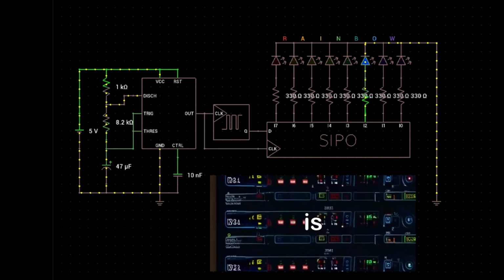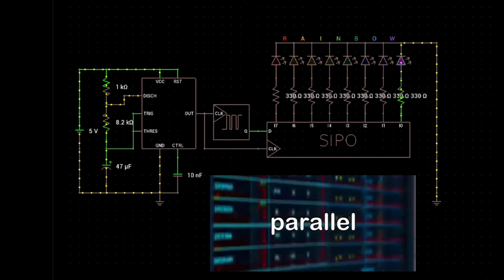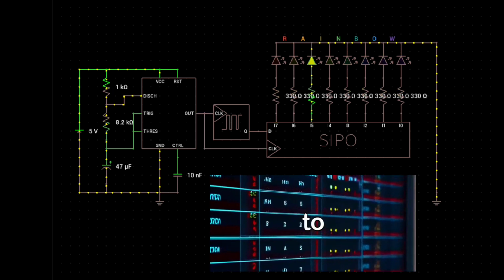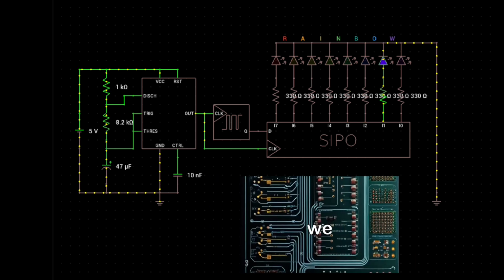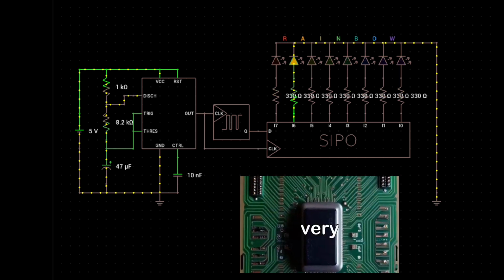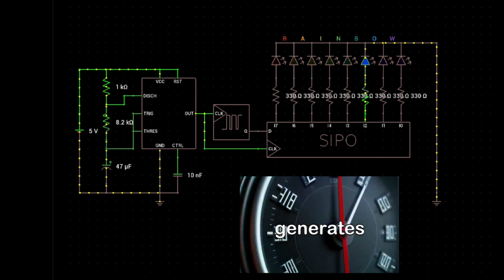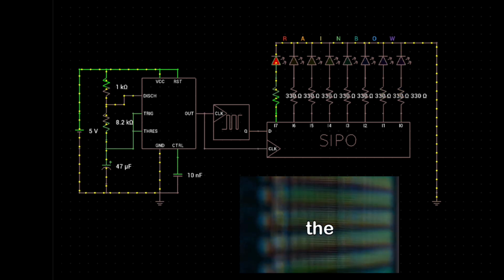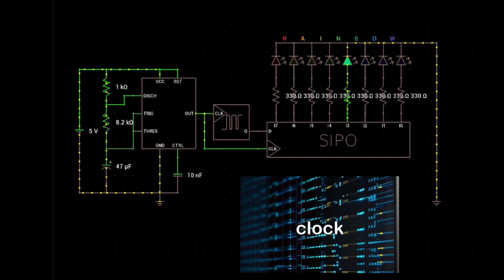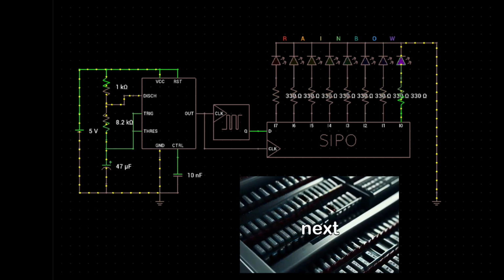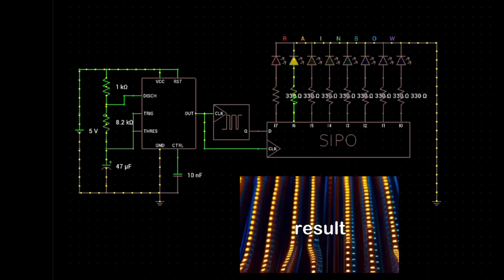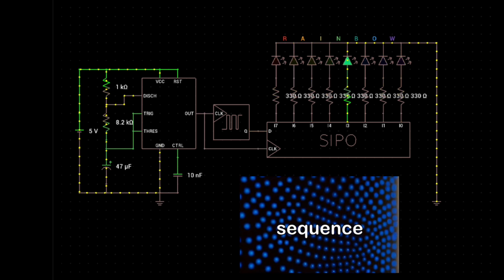Even though the input data is serial, the outputs are available in parallel, allowing multiple LEDs to be controlled at the same time. When we look at the complete circuit, the working becomes very clear. The 555 timer generates a steady clock signal. This clock drives the SIPO shift register. With every clock pulse, the active logic level moves to the next output of the register. As a result, the LEDs light up in order, creating a visual sequence.